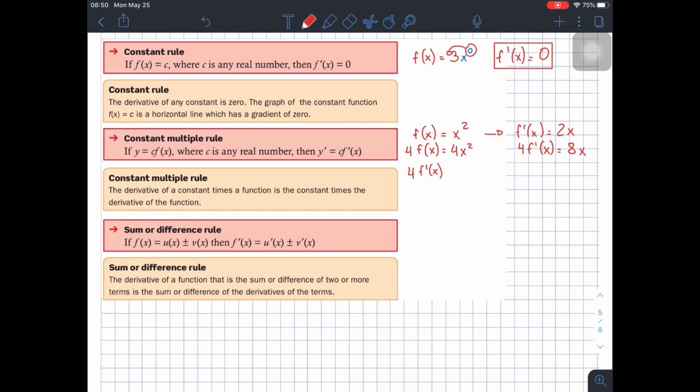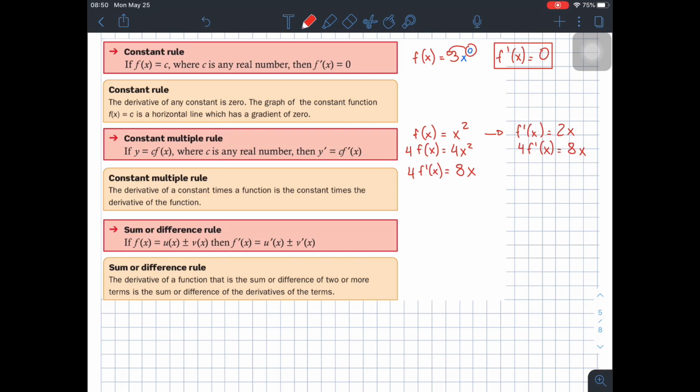Like this. If I find the gradient of this, I take the 2 down here, 2 times 4, that's 8. So you see that we get the same result, right? 8x, and here 8x. So what this rule is saying is this: the derivative of a constant times a function is a constant times the derivative of the function.